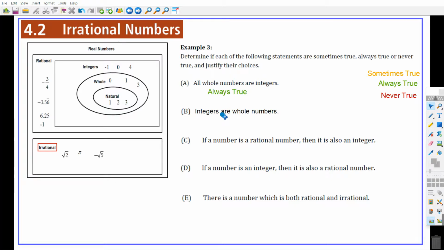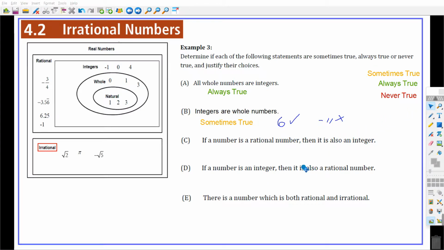Integers are whole numbers. Well, this is going to be sometimes true. If you choose maybe two different integers, you could say 6. So 6 is an integer and it's a whole number. However, if we go something like minus 11, there are no negative numbers in the whole number system, so this is false. So it is sometimes true.